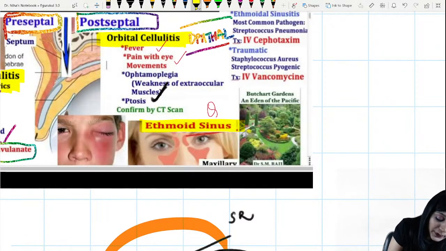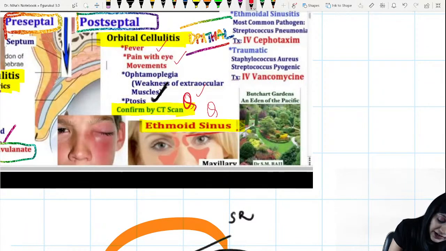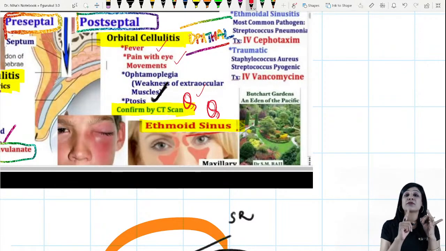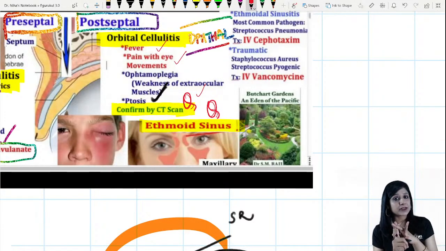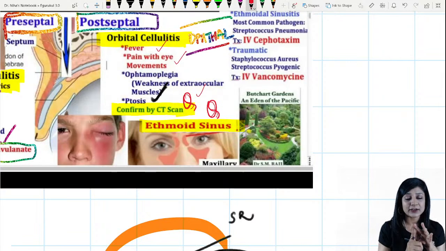Now another important question is, how will you confirm it? We can confirm it with the help of the CT scan. So these are the related questions. First of all, was your diagnosis orbital cellulitis? What is the difference between preseptal cellulitis and orbital or postseptal cellulitis? How will you confirm the diagnosis?